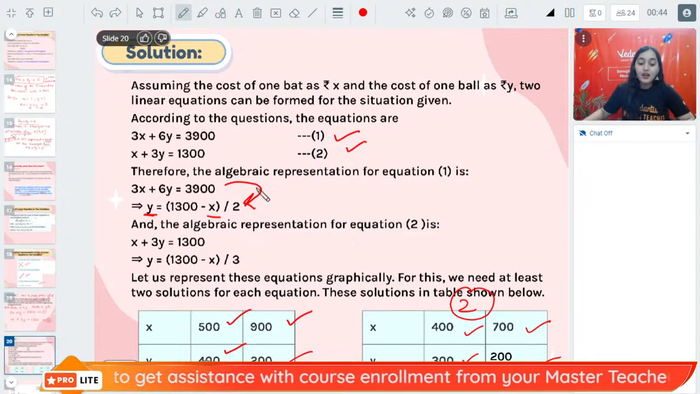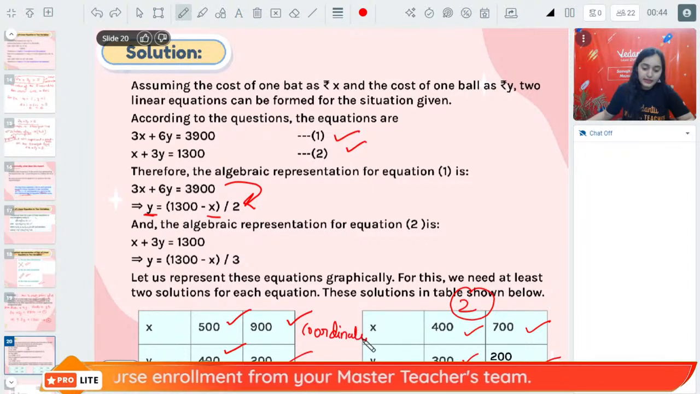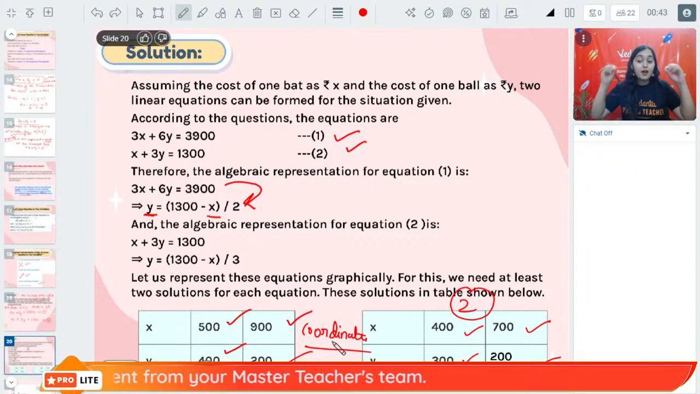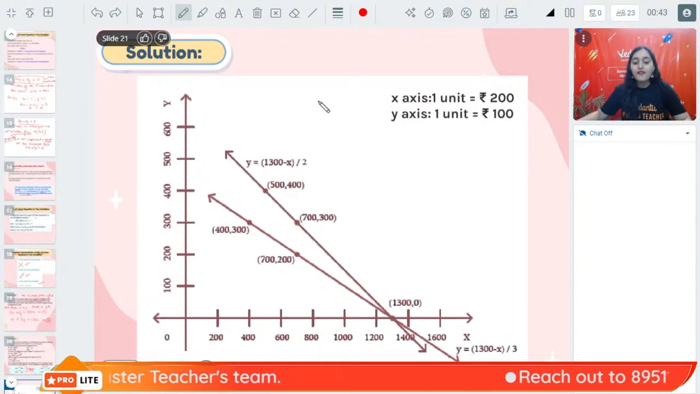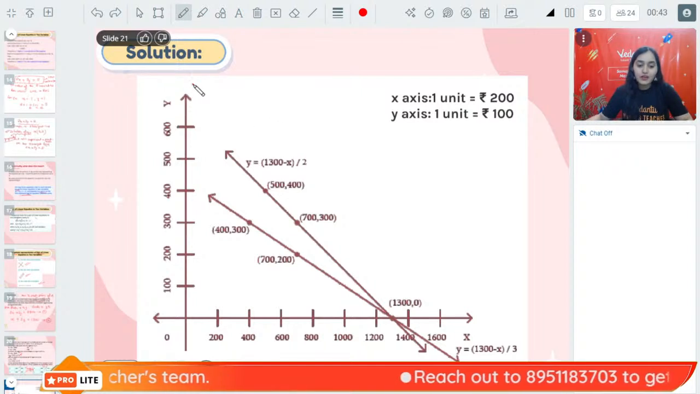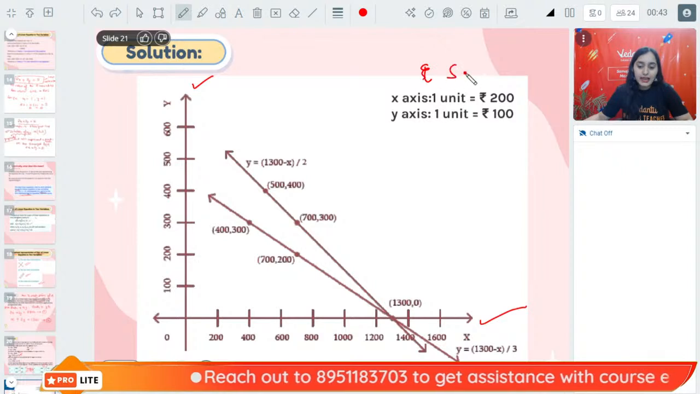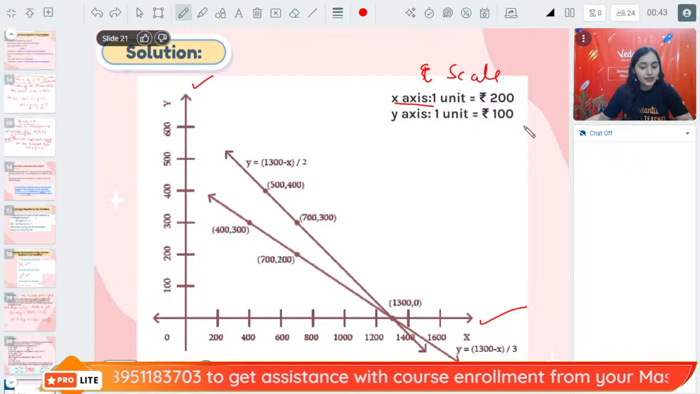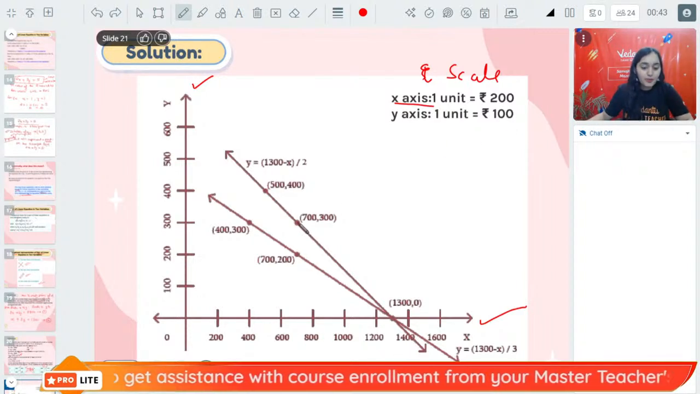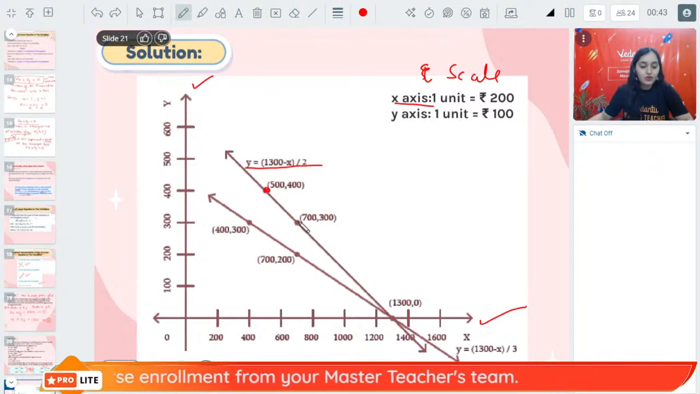Now, once you have the coordinates, plot them on the Cartesian plane and draw the graph. How? First of all, you will draw the Cartesian plane, the y-axis and the x-axis, and decide the scale. Here I have chosen a scale: on the x-axis 1 unit is 200 rupees, on the y-axis 1 unit is 100 rupees. Then I will plot the points of both the lines. First I am plotting this line with these 2 points, then I am plotting this line with these 2 points.